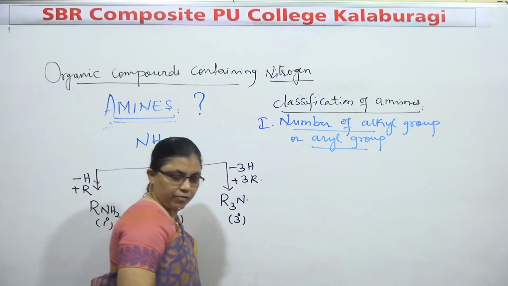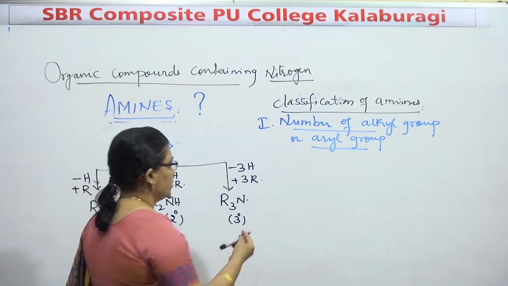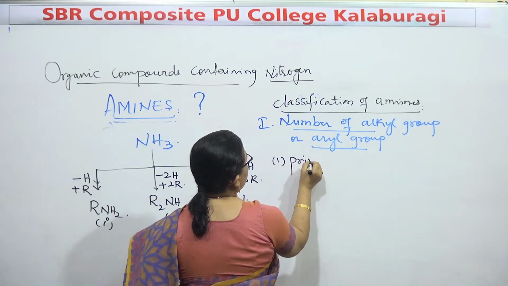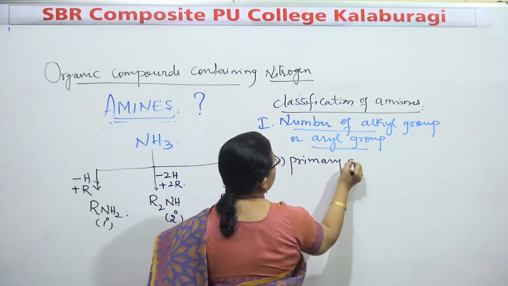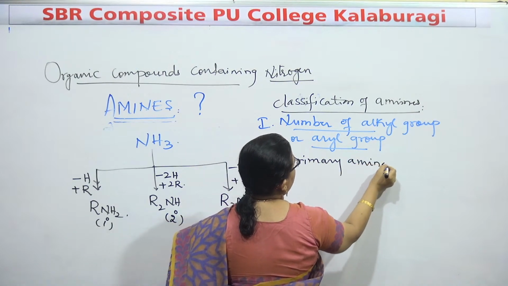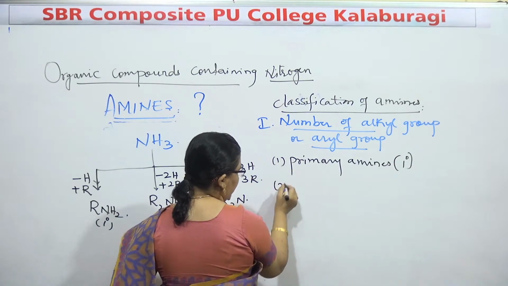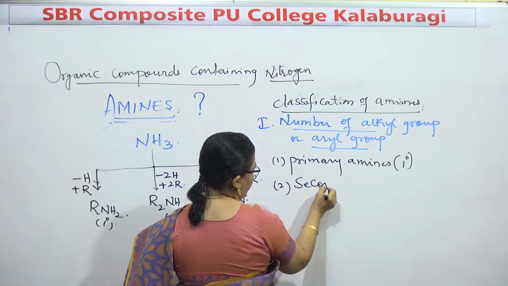They are classified as what? Primary amines. Primary amines are represented as 1 degree. Second one, secondary amines.